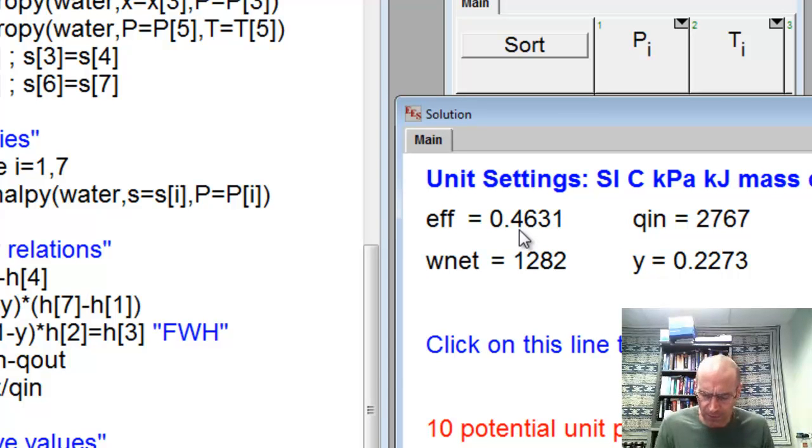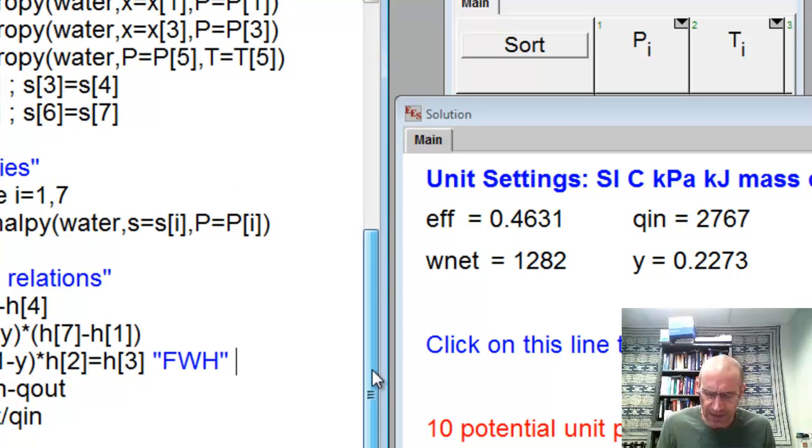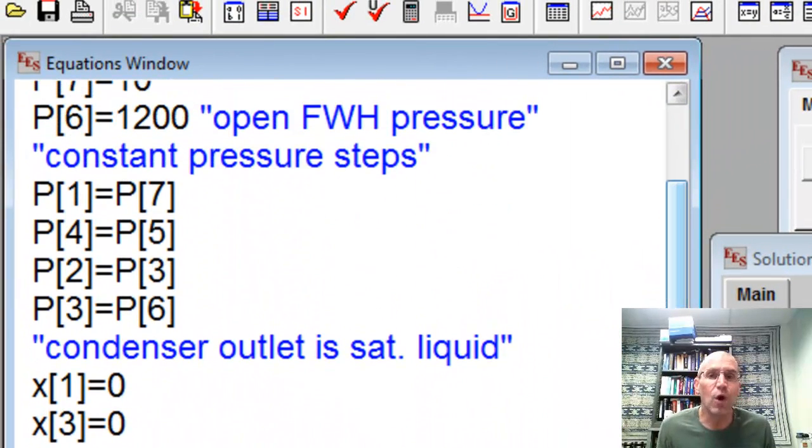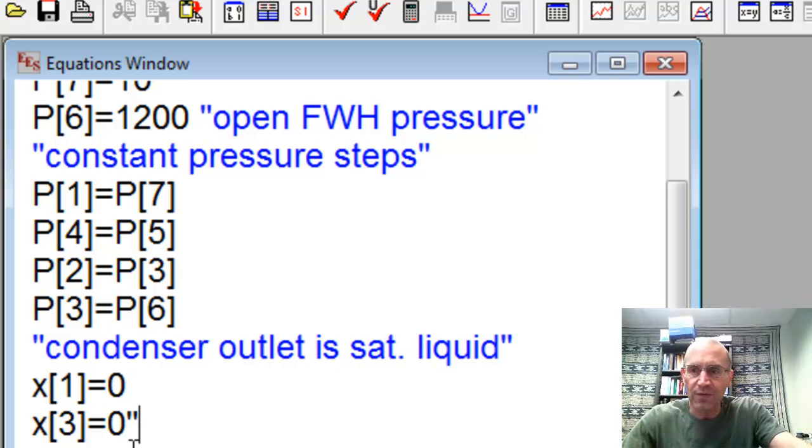A couple of more things we can do that's kind of interesting was, as I said, I specified that the outlet from the open feed water heater was a compressed or saturated liquid. That was this X3 is equal to 0. What would be interesting is to find out how does the efficiency change as I change that value X3. Maybe I don't condense it all the way to a liquid. Maybe I bring it down to a quality of like 0.1 or 0.2. So we can do that in EES. Let's look at another function.